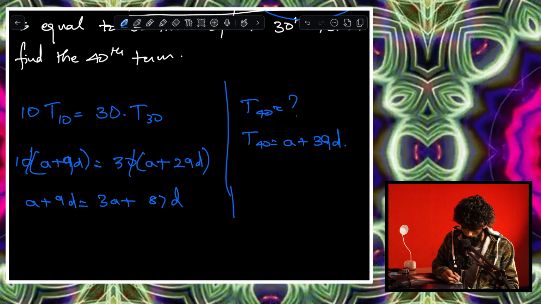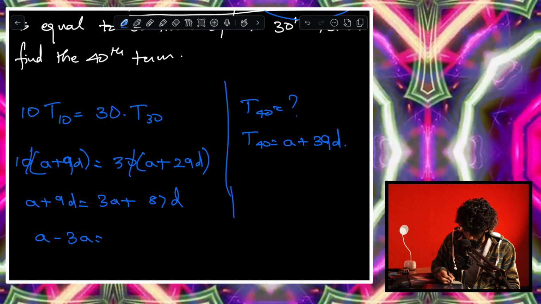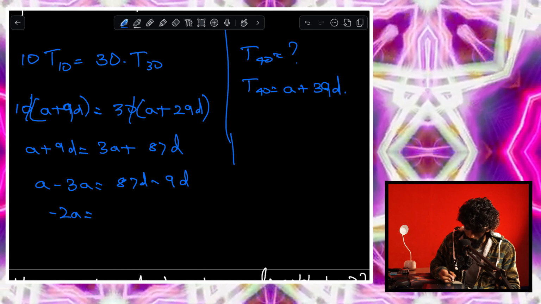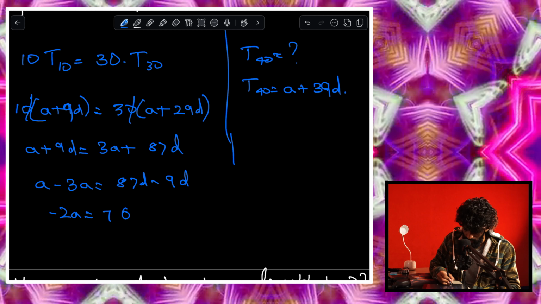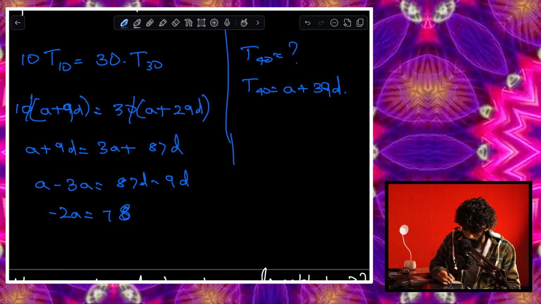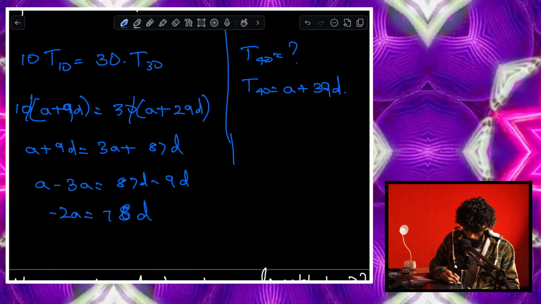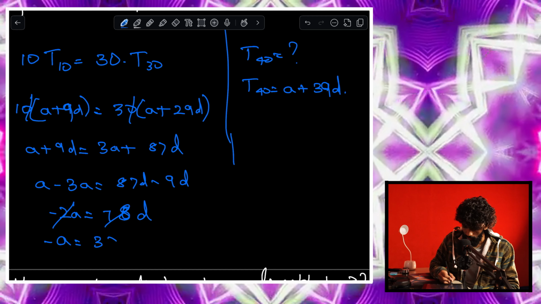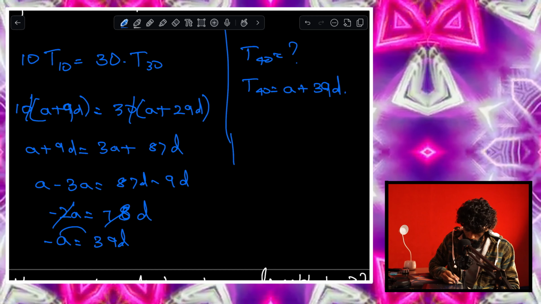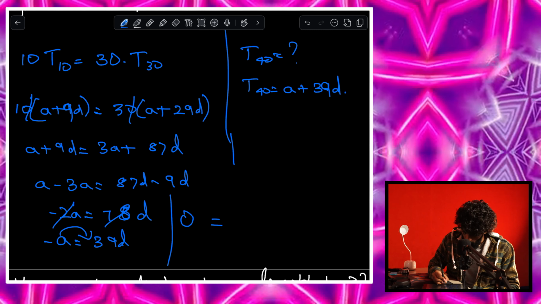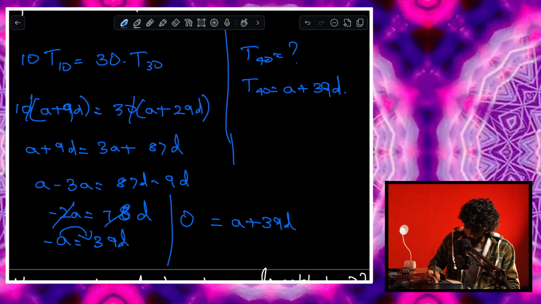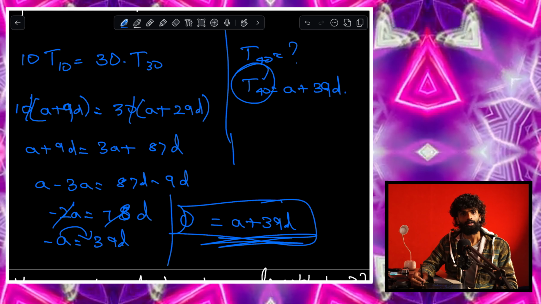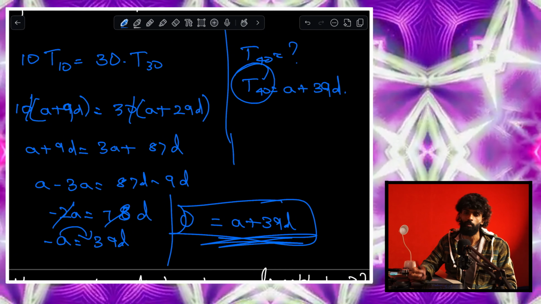Now bring all the A's to one side. So it becomes A minus 3A equals 87D minus 9D. So now the answer is minus 2A equals 87 minus 9, which is 78D. So minus A will be equal to 78 by 2, which is nothing but 39D. Now bring all the letters to one side. So it becomes 0 equals A plus 39D. Observe one thing here. A plus 39D is nothing but my T40. So indirectly, just by solving the first part, I got my second part also.